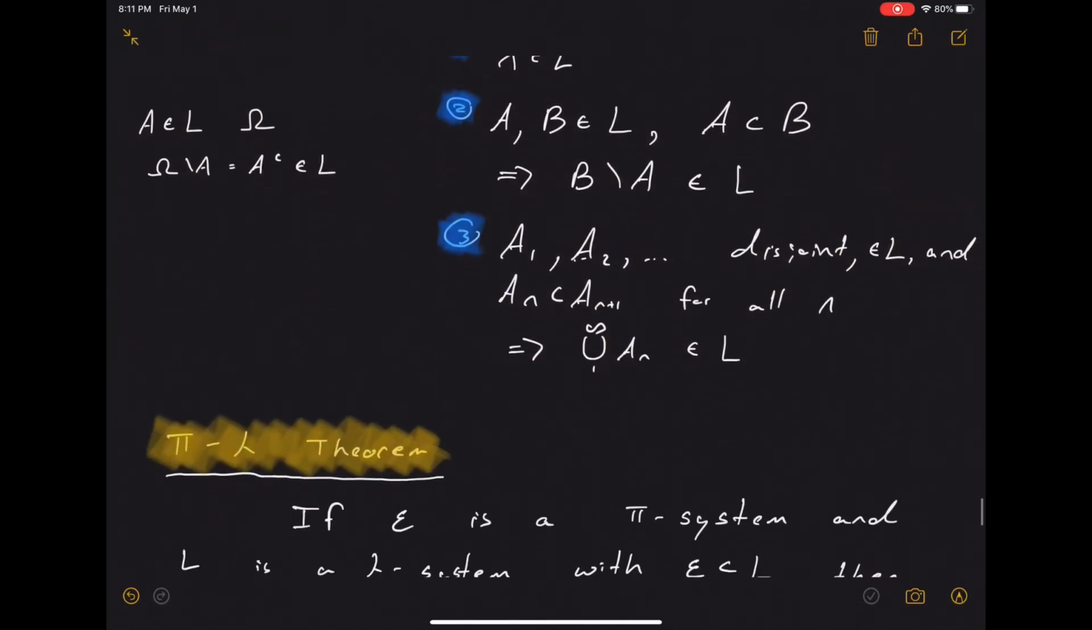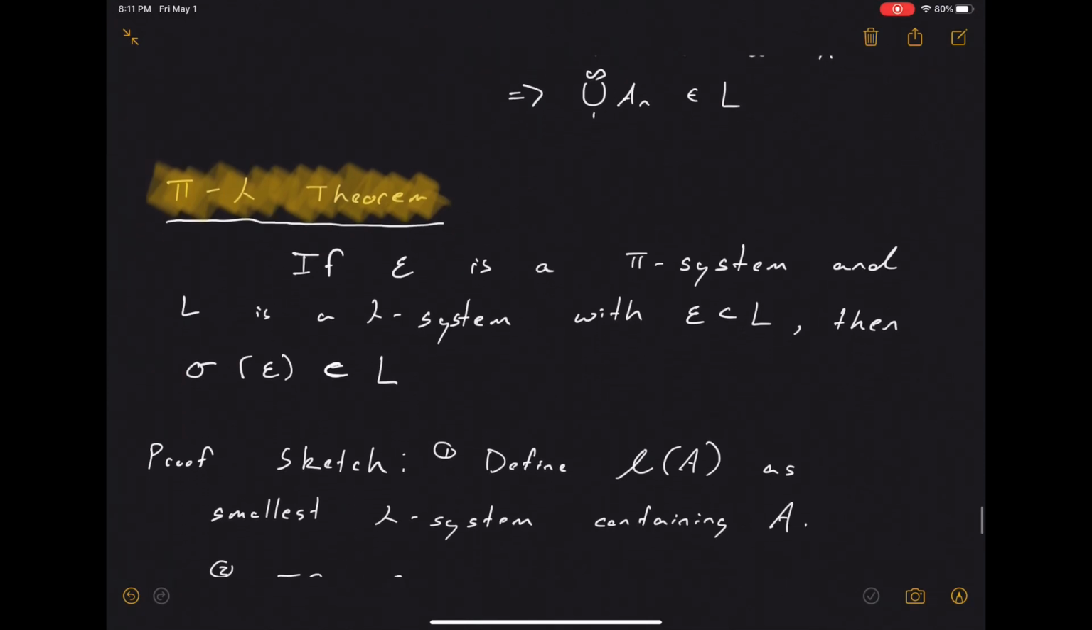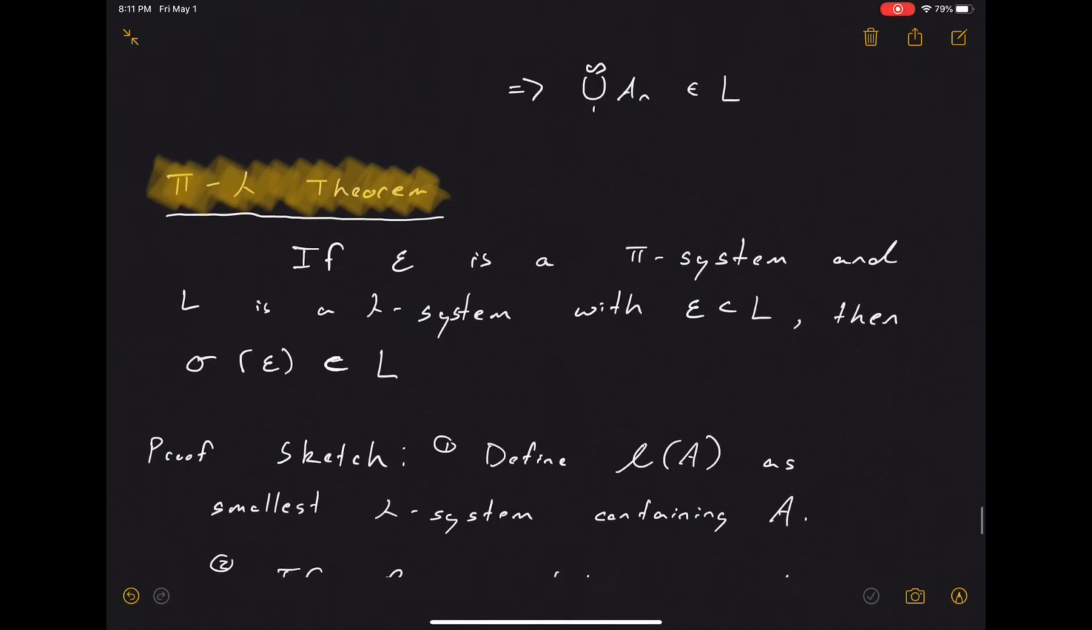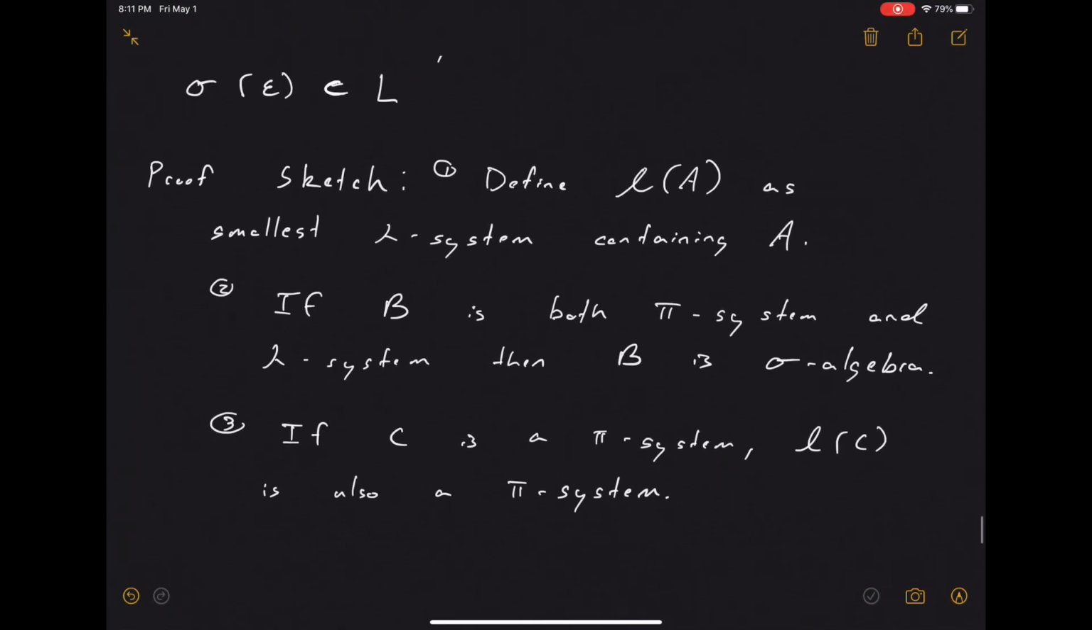All right, so this is background. The pi-lambda theorem states that if, I'll call it epsilon. I don't know if this is supposed to be an epsilon or a script E or what. This is how it's usually written, so I just write it this way without thought to how to pronounce it. Let's call it epsilon for now. If epsilon is a pi system and L is a lambda system with epsilon a subset of L, then sigma of epsilon is a subset of L, meaning the sigma algebra generated by epsilon is in L. Okay, so this is just a proof sketch.